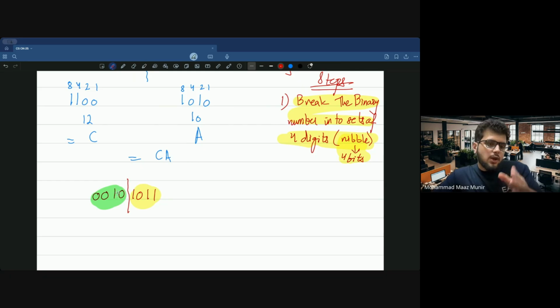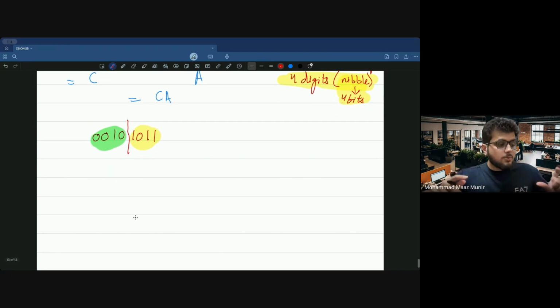This is fine because we have 4 on the left side, 1 2 3 4, and 4 on the right side, 1 2 3 4. So now we are going to be dealing with each of the groups separately.